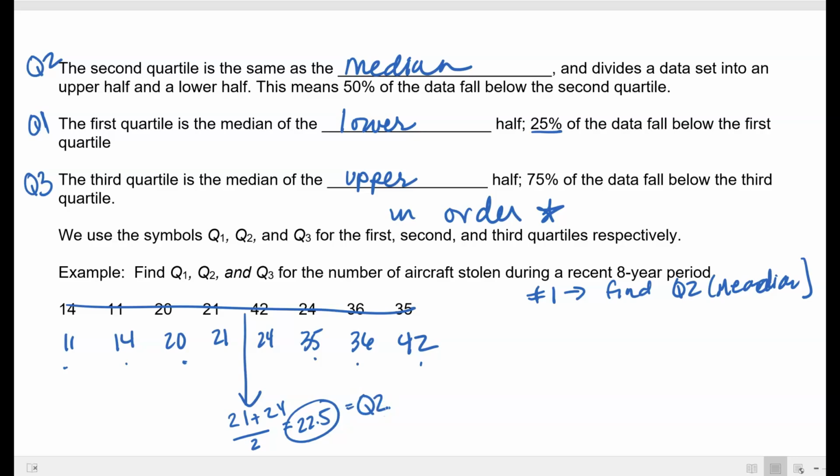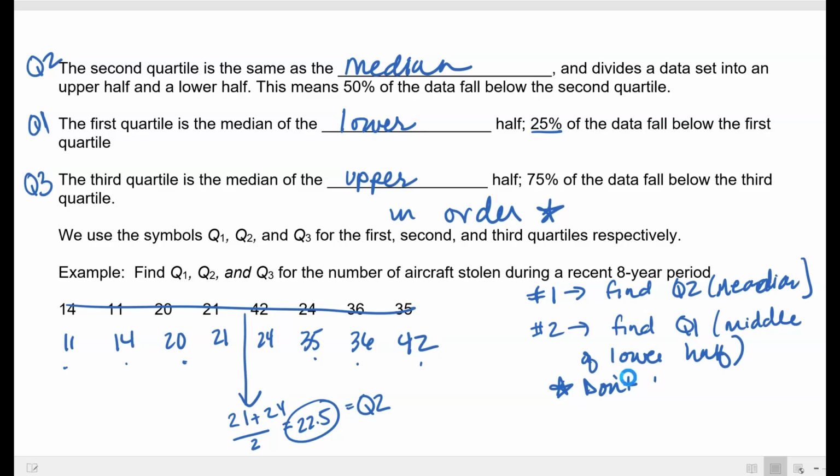The next thing you're going to do, step 2, is you're going to find Q1, which is the middle of the lower half, and you're not going to include the median. Don't include the median or Q2. So I'm going to use a different color. I'm only looking at these numbers. I'm not including that 22.5.